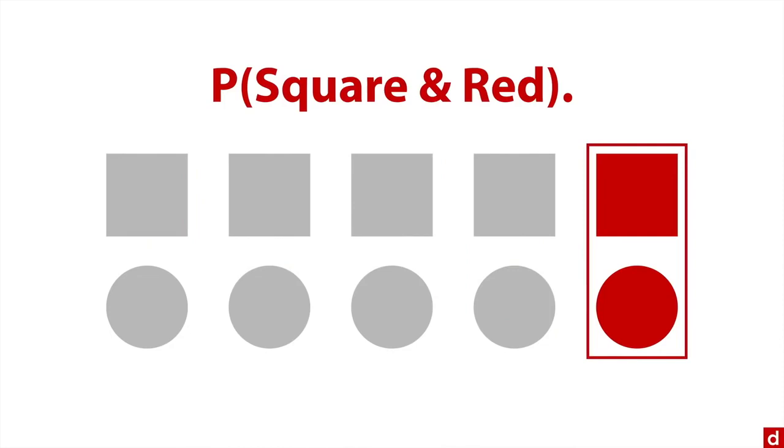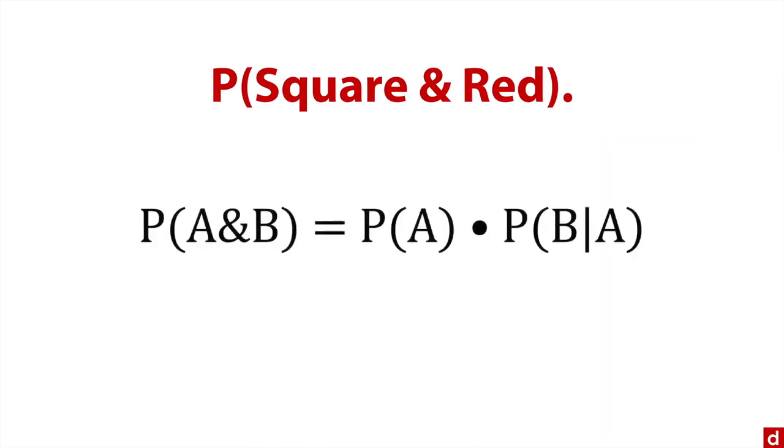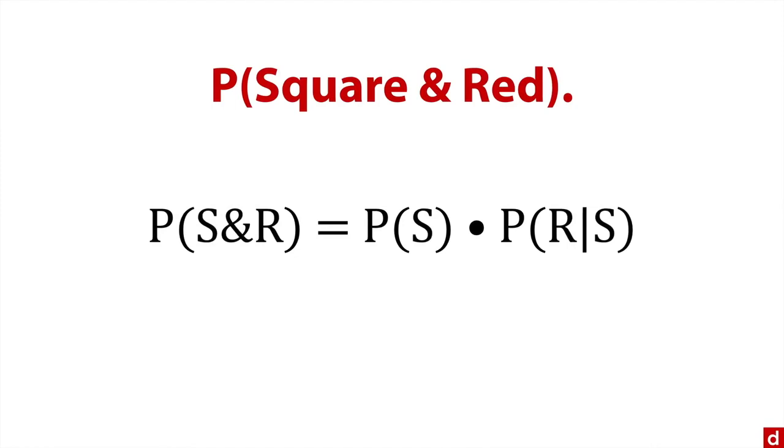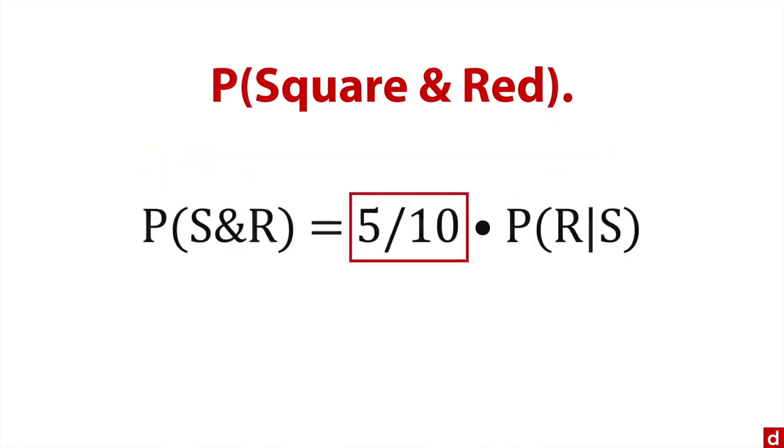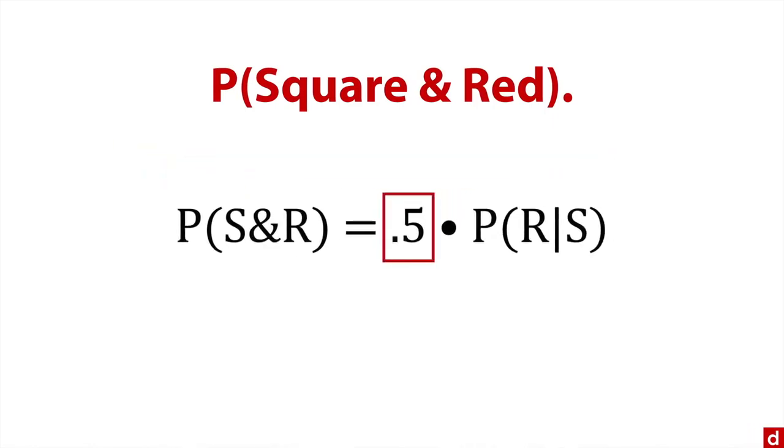In terms of the ones that are both square and red, obviously there's just this one red square at the top right. But let's do the numbers here. We change our formula to be SNR for square and red. We get the probability of square. Again, that's those 5 out of 10. So we do 5 out of 10, reduces to 0.5.